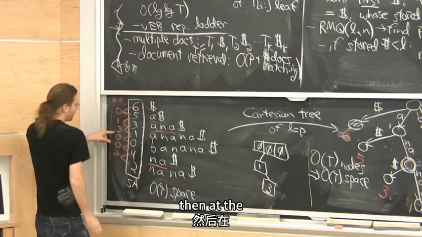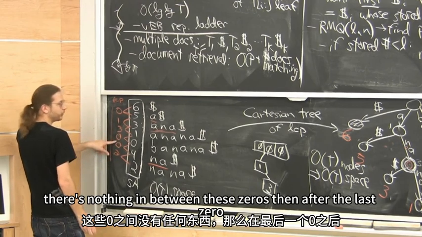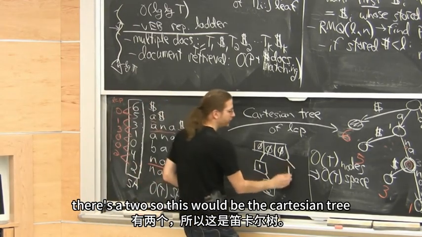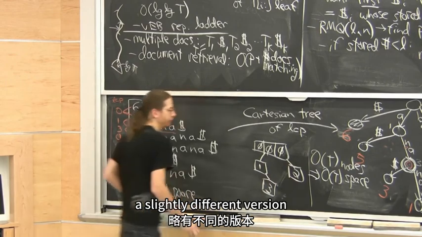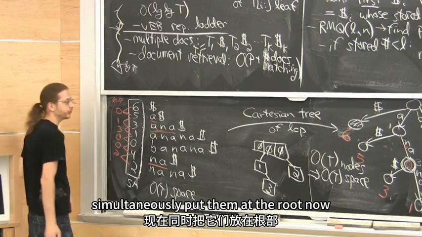Okay. Then there's nothing in between these zeros. Then after the last 0, there's a 2. So this would be the Cartesian tree, a slightly different version where we don't break ties. We take all the mins simultaneously, put them at the root.